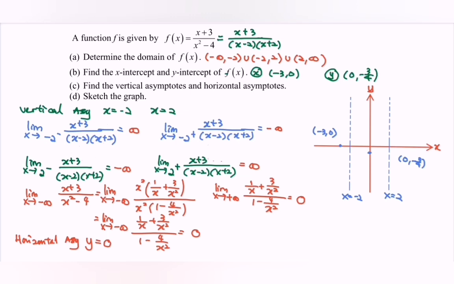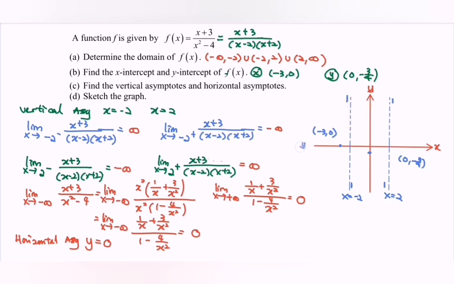Continue. We refer to the vertical asymptote at negative 2. When x approaches negative 2 from the left, we will have positive infinity. So the graph will be around here, increasing. Next, when x approaches negative 2 from the right, we will have negative infinity, which means decreasing. Continue. x approaching 2 from the left, we have negative infinity, decreasing. x approaching 2 from the right, we will have positive infinity, increasing. And then continue, we have the horizontal asymptote.